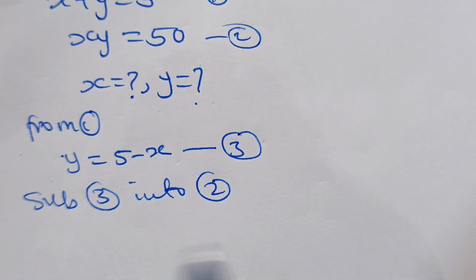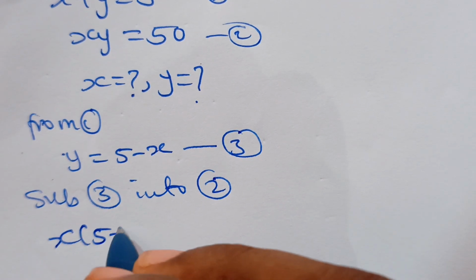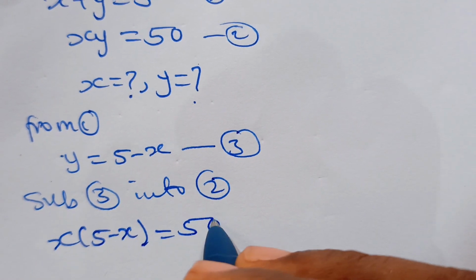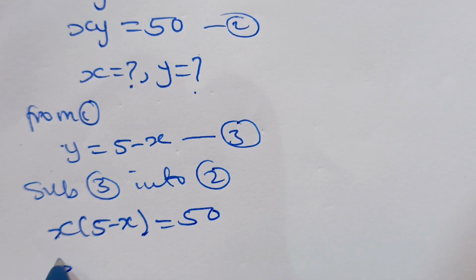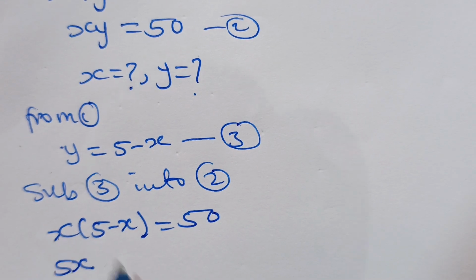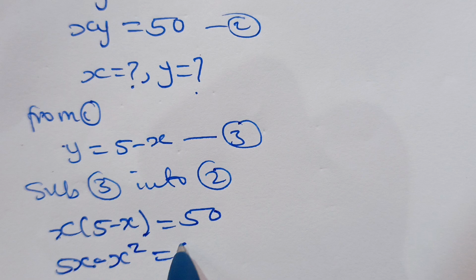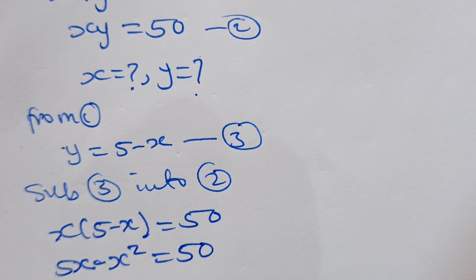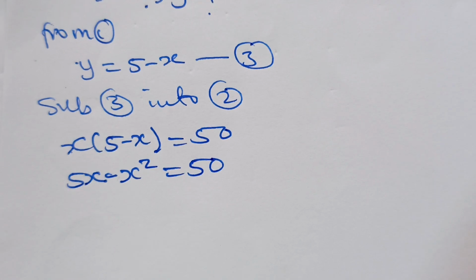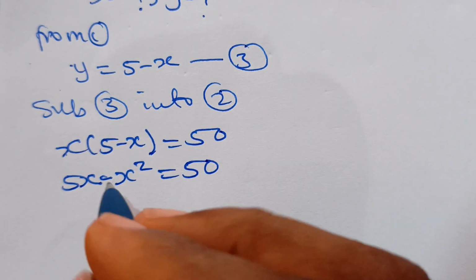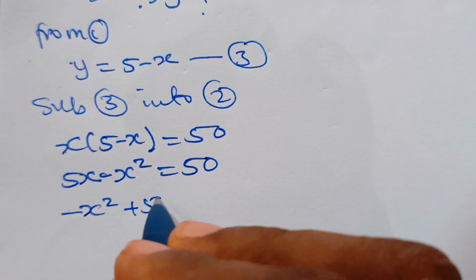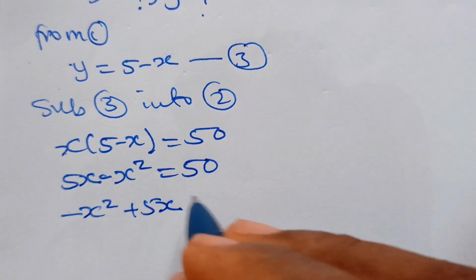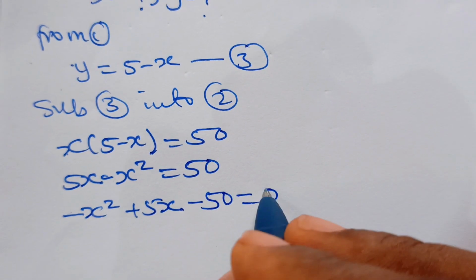So if we do that, we are going to have x bracket 5 minus x is equal to 50. Now let's open the bracket. X times 5 is 5x minus x times x is minus x squared is equal to 50. So this is a quadratic equation. Let's arrange it the proper way. That means minus x squared should come first, followed by plus 5x. And this plus 50 will cross to become minus 50 is equal to 0.